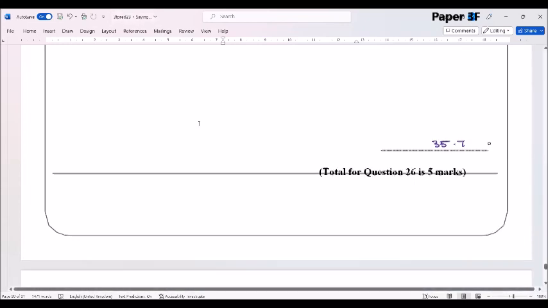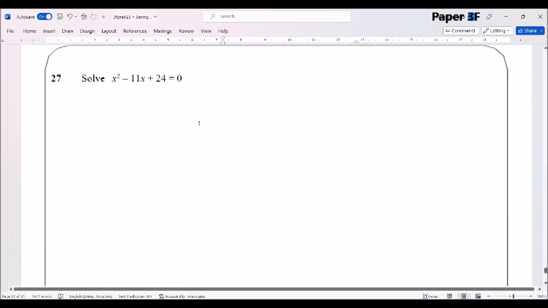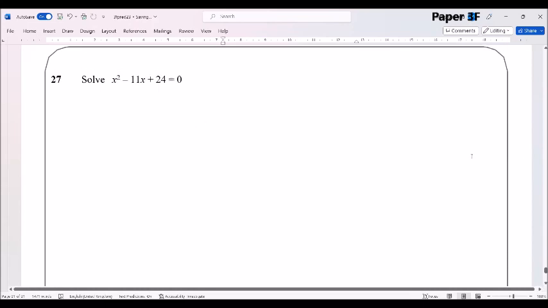Next question. Solve x squared minus 11x plus 24 equals 0. This one's quite nice because it does actually factorize. So for those of you who are keen on your factorizing, it is relatively straightforward. Hopefully that will give us what we want.